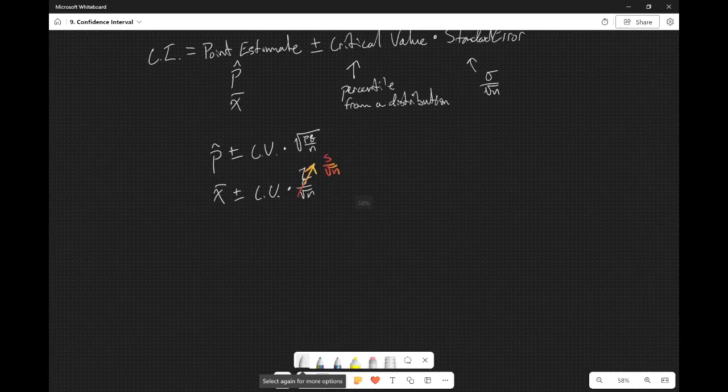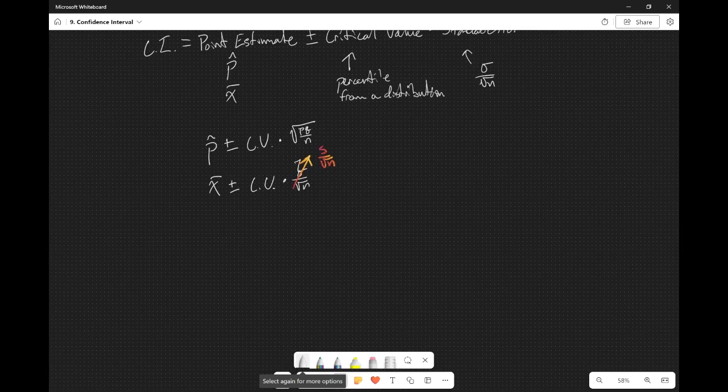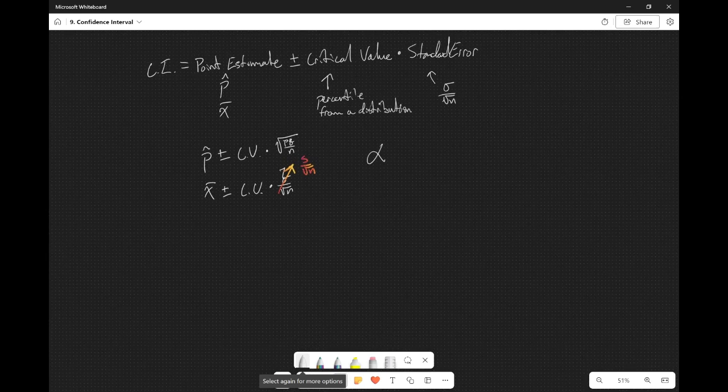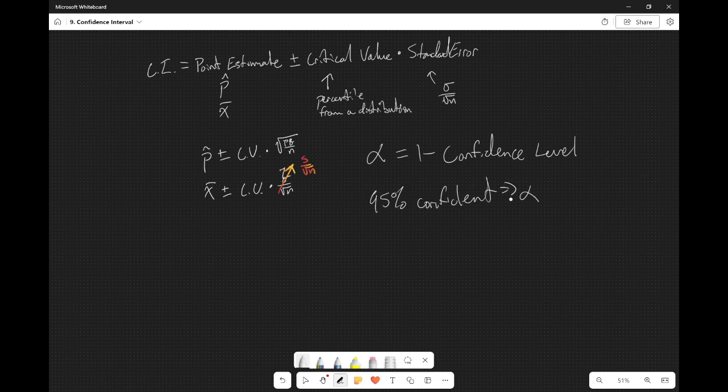So we always get the critical value from a table for now. So if we're going to assume alpha, which is 1 minus our confidence level. So if we want to be 95% confident, then our alpha is equal to 0.05, which is also 1 minus 0.95.